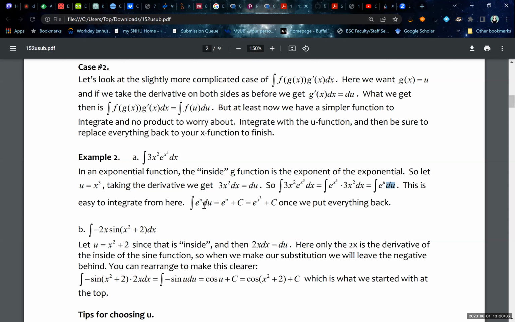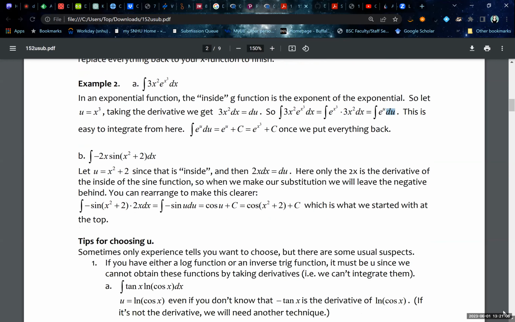E to the u, the antiderivative of that is e to the u plus c, and then we just put u back. And so you can see you had a more complex function, and you get a simpler function. It's still composite, but it is simpler than it was because it's no longer a product. And it's also very clear that if you take the derivative of this, you will, in fact, get 3x squared e to the x cubed.